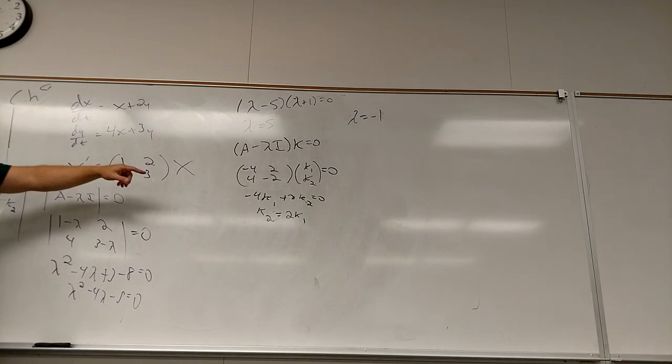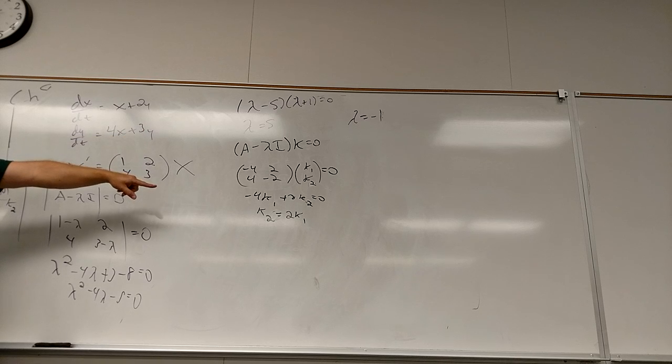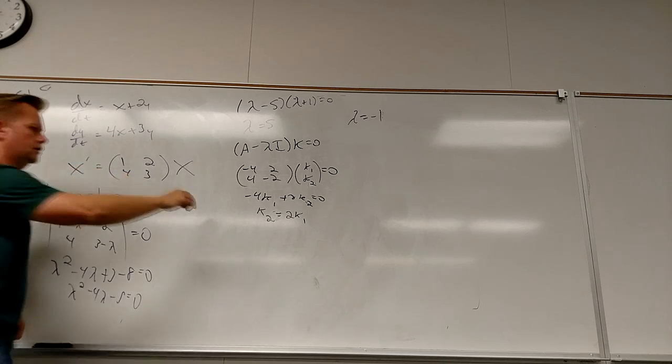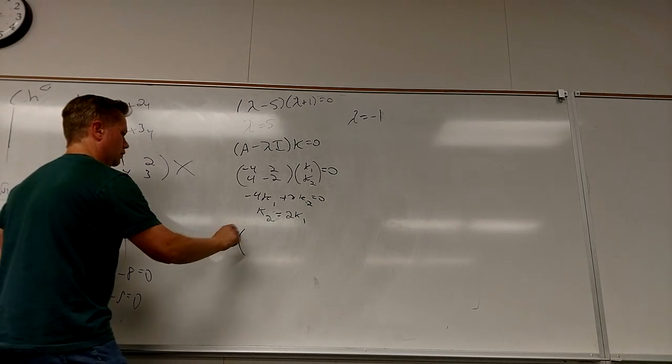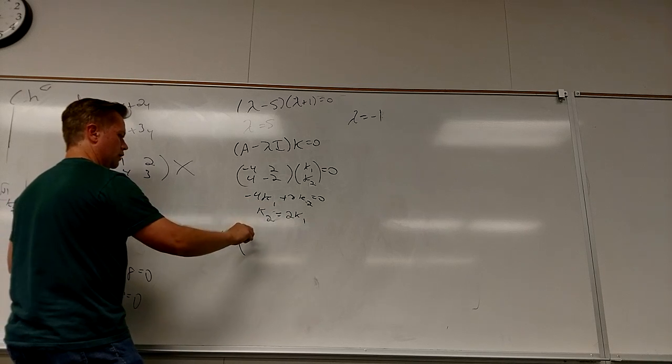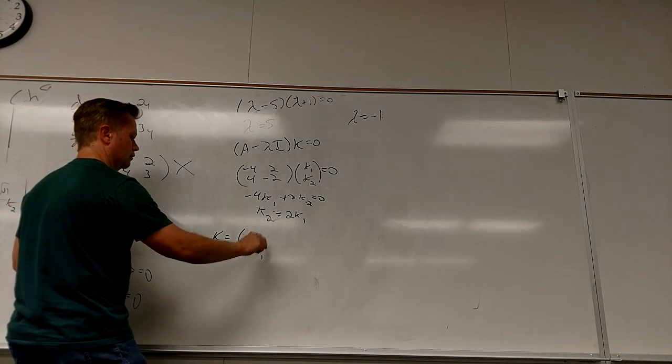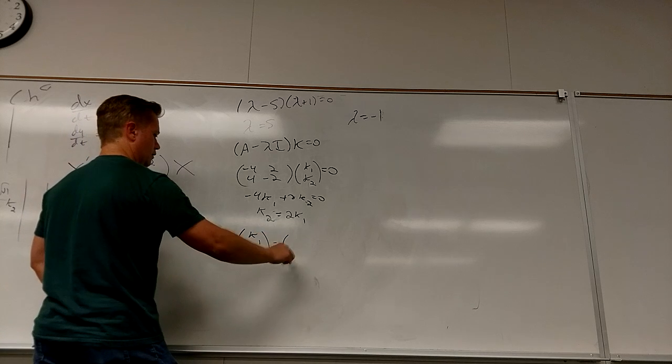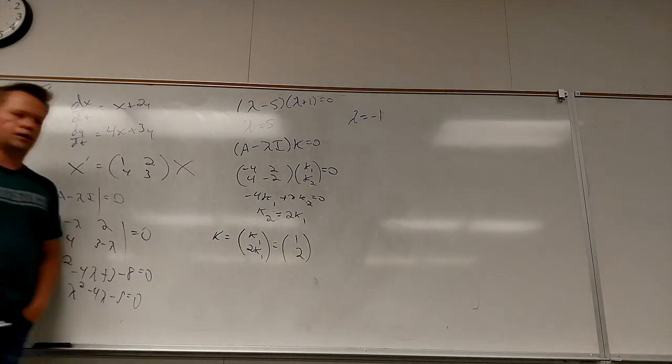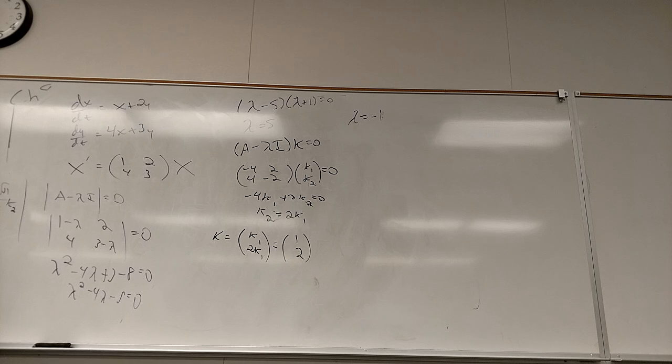So now I know that whatever K1 is, K2 is twice that. So it looks like 1, 2, just to really put it down without the constants.